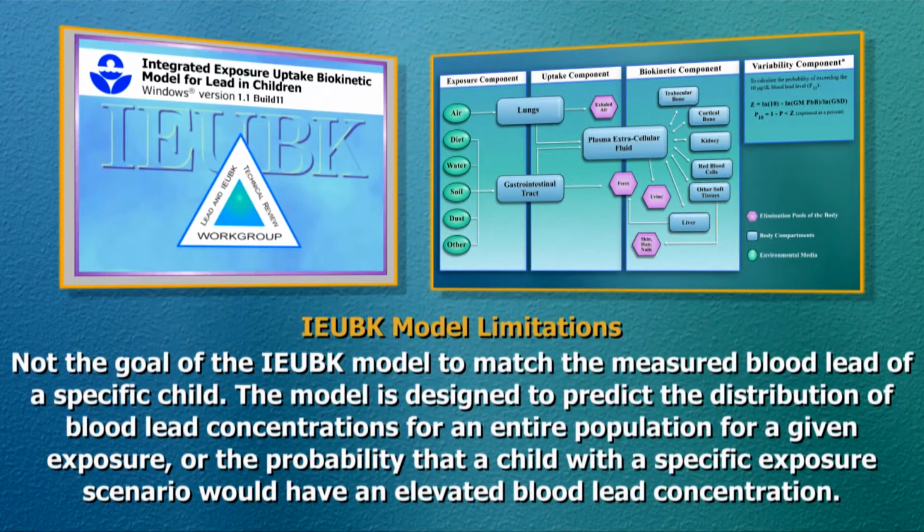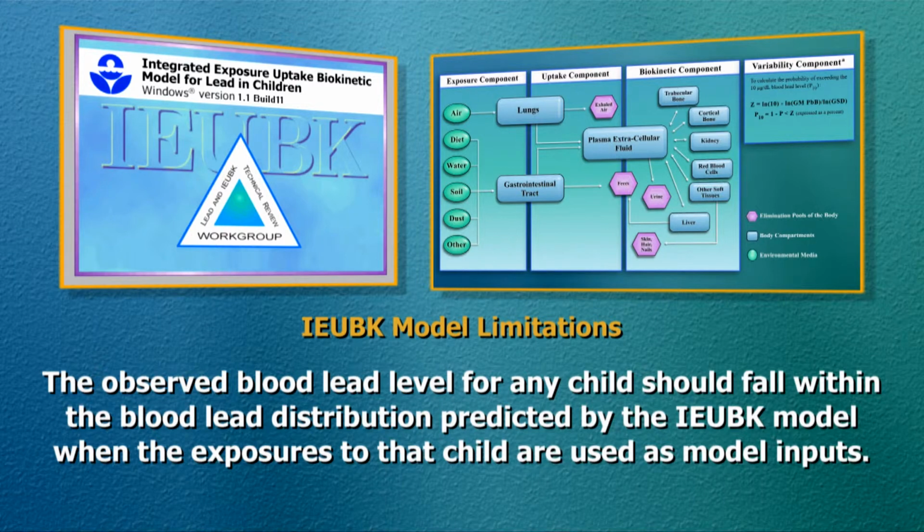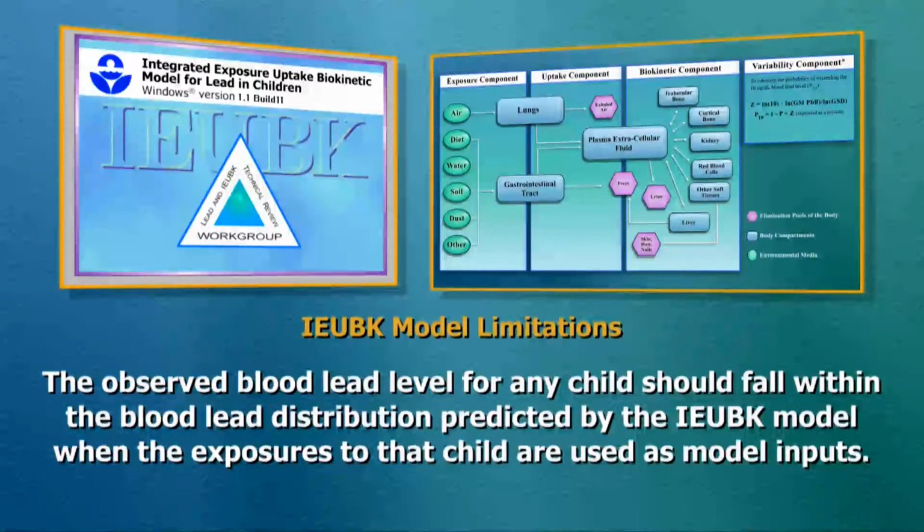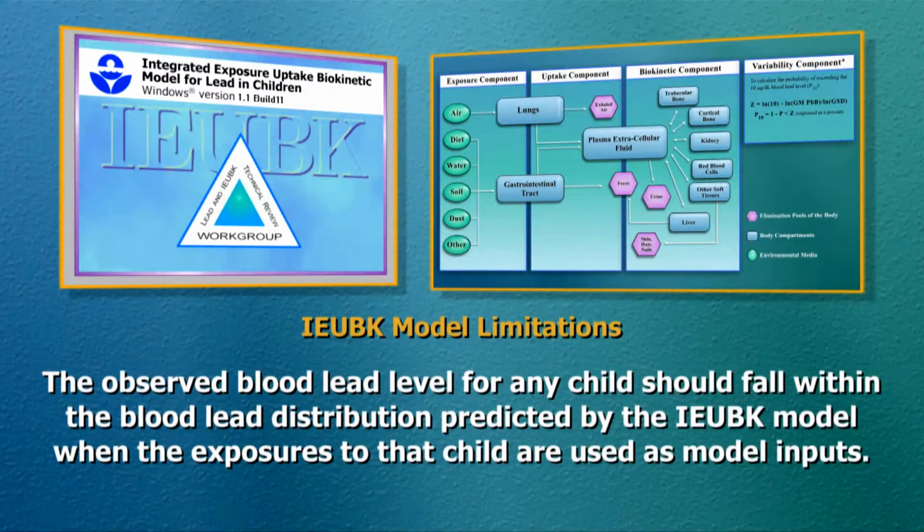Finally, it is not the goal of the IEUBK model to match the measured blood lead of a specific child. The model is designed to predict the distribution of blood lead concentrations for an entire population for a given exposure, or the probability that a child with a specific exposure scenario would have an elevated blood lead concentration. The observed blood lead level for any child should fall within the blood lead distribution predicted by the IEUBK model when the exposures to that child are used as model inputs.